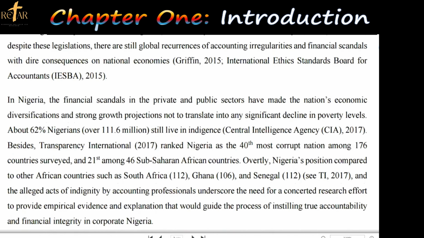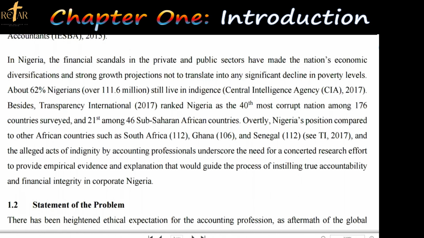Now, in Nigeria, this is the last paragraph. In Nigeria, the financial scandals in the private and public sectors have made the nation's economic diversification and strong growth projections not to translate into any significant decline in poverty levels.